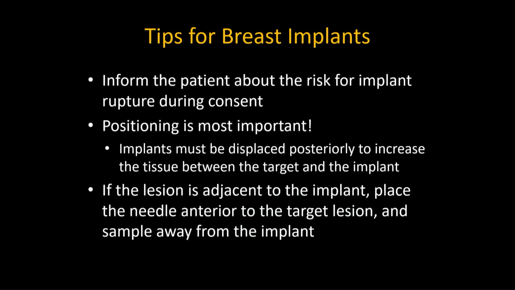So some tips for breast implants: again, inform the patient that there is a risk of rupture at the time of consent, and I actually write it in as a separate line item. Positioning is important. The implants must be displaced posteriorly to increase tissue between the target and the implant. And if the lesion is adjacent to the implant, which can happen, don't panic, place the needle anterior to the target lesion and sample away from the implant. So sometimes I don't even rotate the device, I just leave it in that position and take tissue sampling to avoid implant rupture.